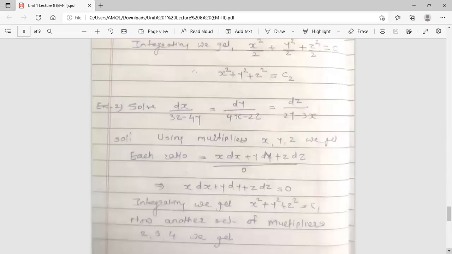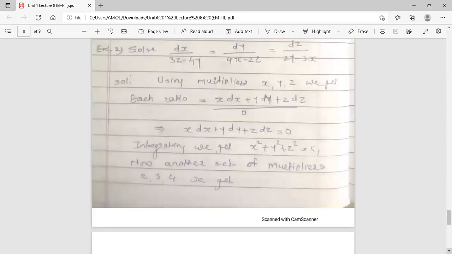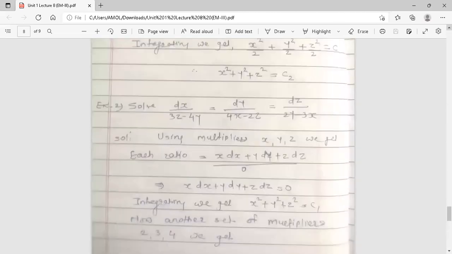Now second example. Solve dx upon 3z minus 4y is equal to dy upon 4x minus 2z is equal to dz upon 2y minus 3x. Now you choose the set of multipliers so that after multiplying by these multipliers and adding, the denominator term is 0. Now using multipliers here x, y, z. So x, y, z are the multipliers.